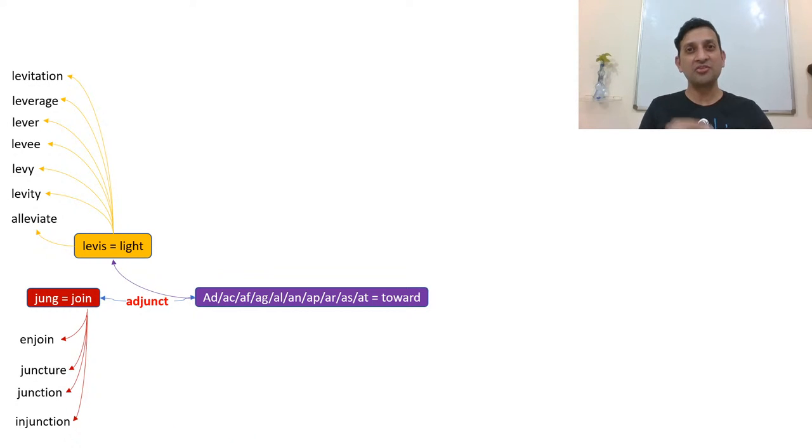Now let's look at the one last root from levis, and then we move on to the next child root. So there is a word called levitation. Now levis means light, and this word beautifully captures that meaning. Levitation means to literally float in the air. So if something is levitating, you are floating in the air.